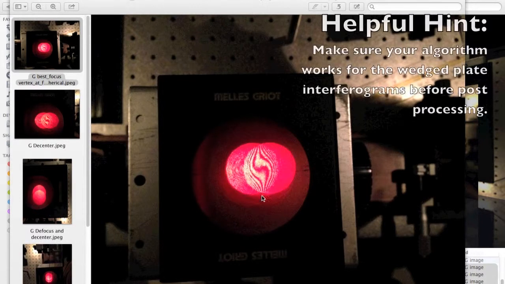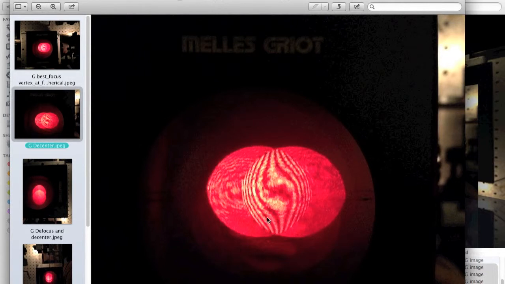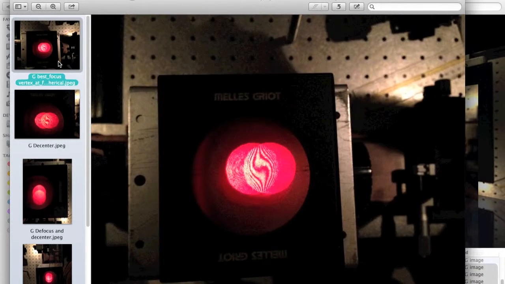At the best focus with the vertex of the mirror and the focal point coincident, we get this shape with this flat part of this S shape parallel to this line. This means that we have no decenter, all we have is spherical for the most part. When we do have decenter, you can see that this shape here has shifted, and going back and comparing, you can see that it's slightly different.